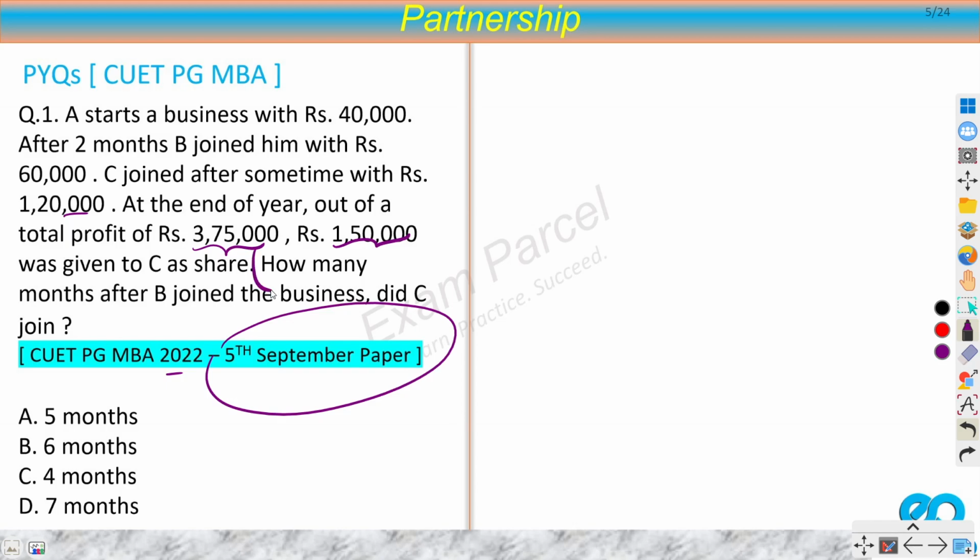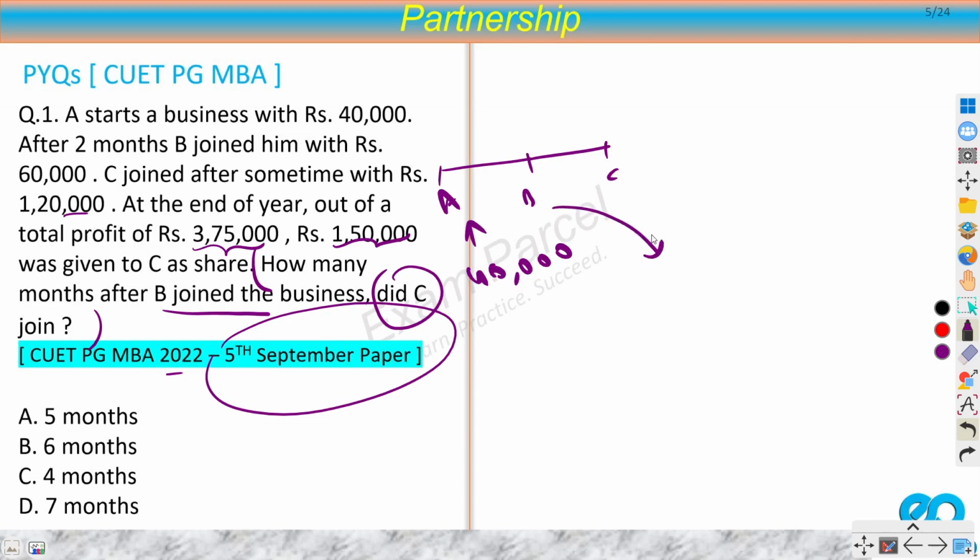Okay, so this line is important: how many months after B joined the business did C join? So this question is asking about how many months after B joined did C join. Okay, so let us start the question. A started the business with 40,000. B came 2 months after, with 60,000. We don't know this time, and this is what we are being asked. C came with 1,20,000.